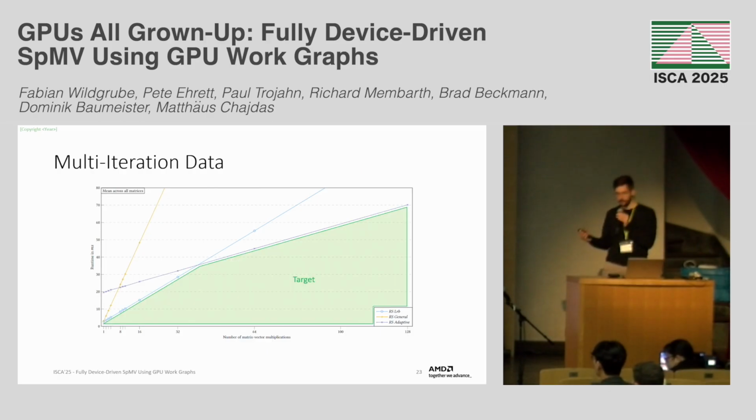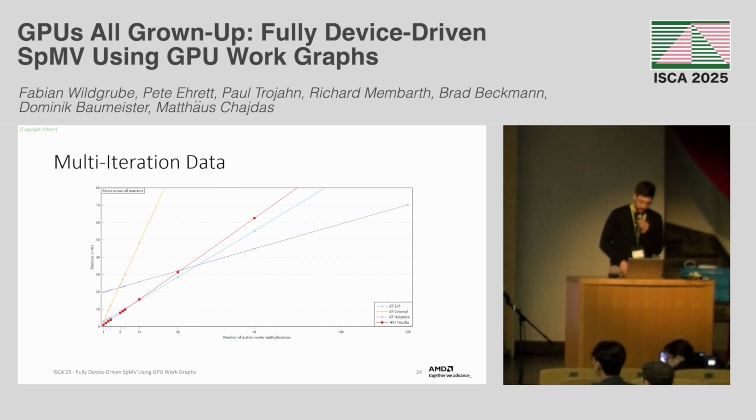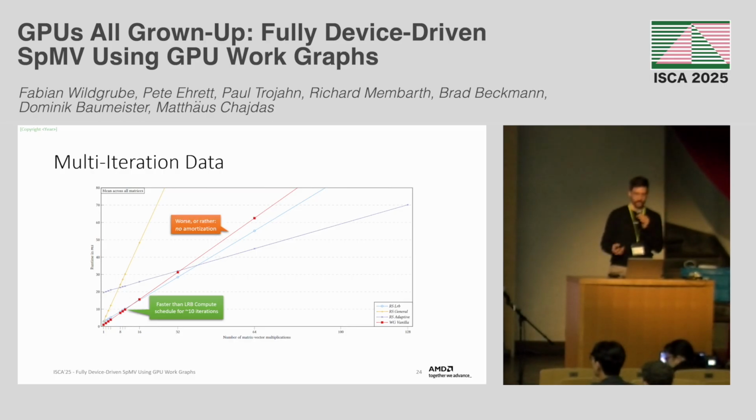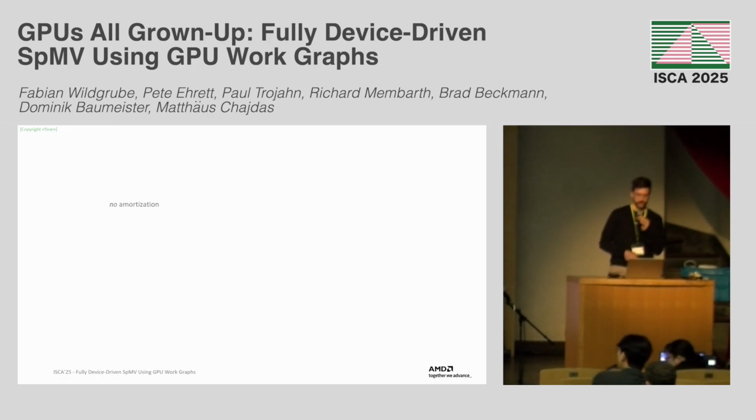So where we want to end up, obviously, is kind of the bottom right of this graph. So let's take a look. If we see our work graph data here, we kind of did it, but not really. We're faster for up to 10 iterations, but then we kind of lose out, even though we do the same thing as CSR LRB, and we thought we were faster, right? We actually aren't, because we don't do any amortization.